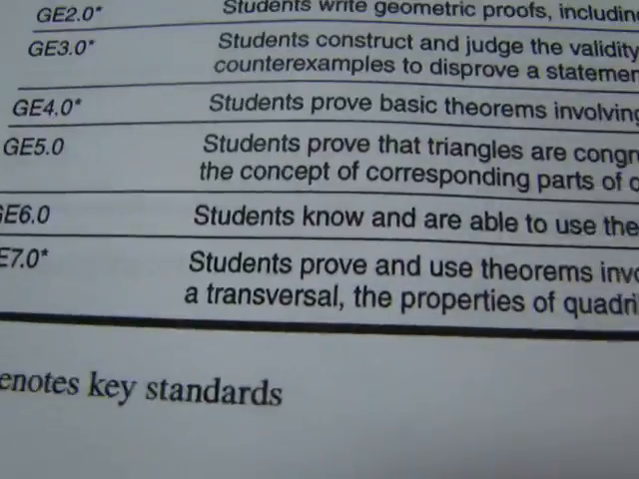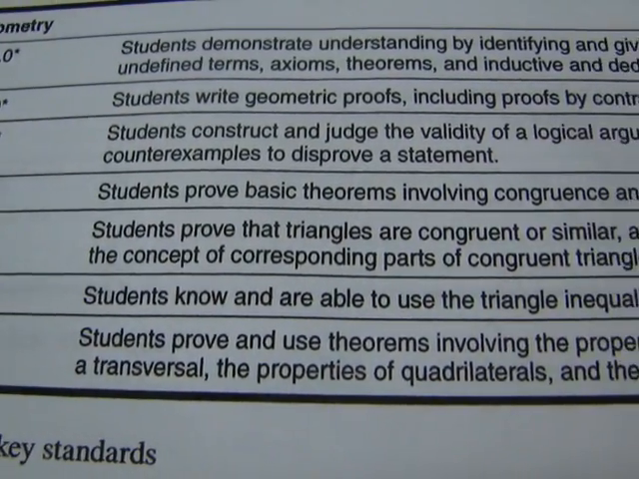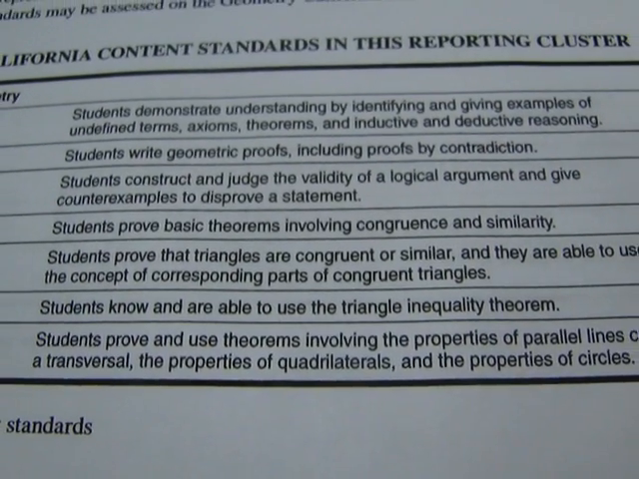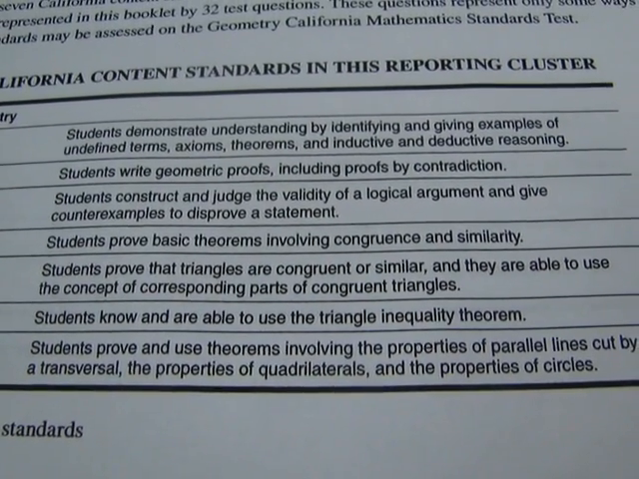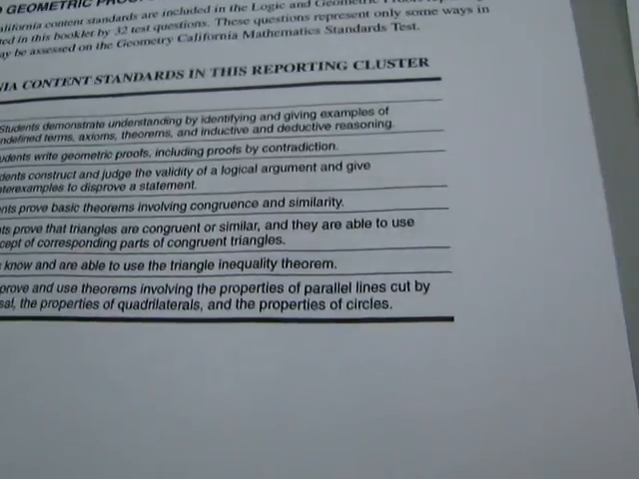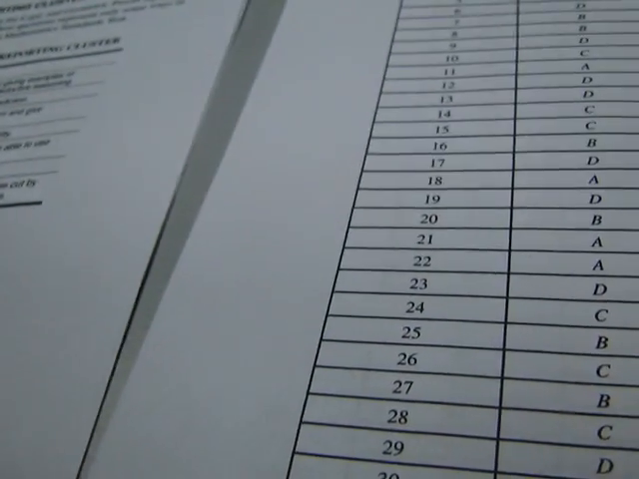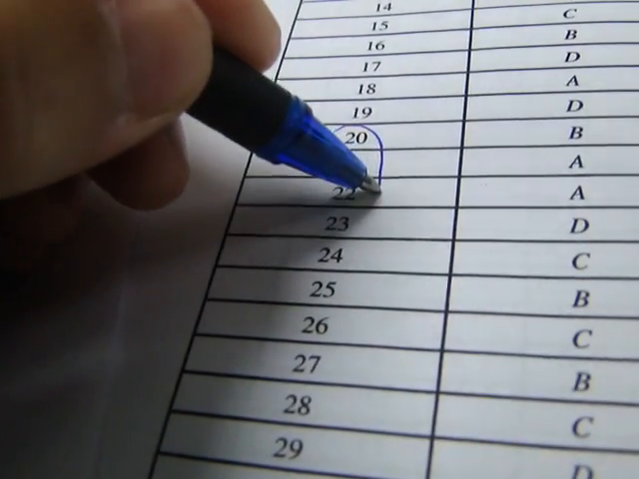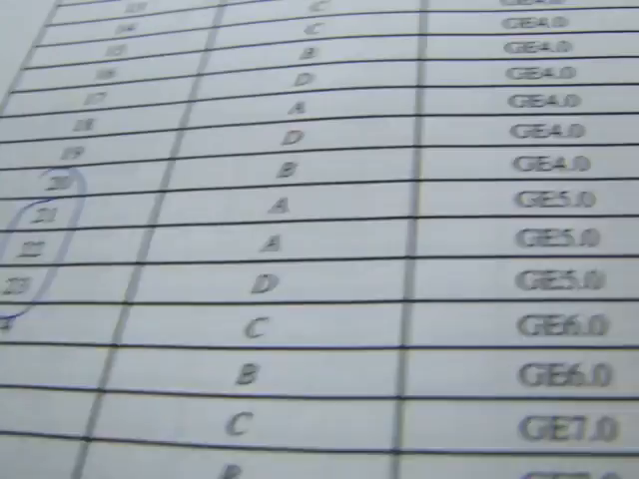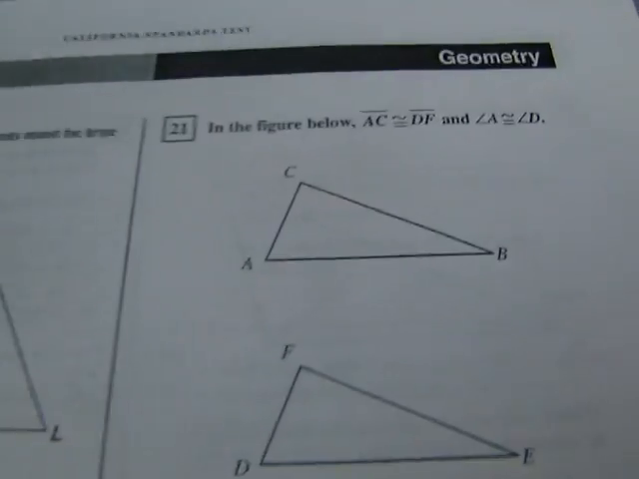Standard 5. Students prove that triangles are congruent or similar, and they are able to use the concept of corresponding parts of congruent triangles. Standard 5, as you can see, is going to be problems 21, 22, and 23, right there. Okay, so let's look at problem 21.